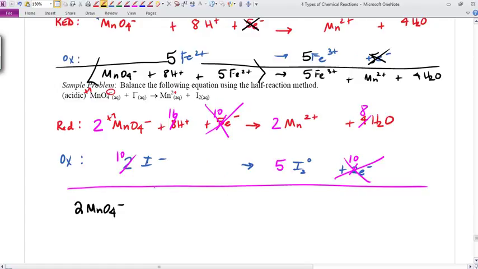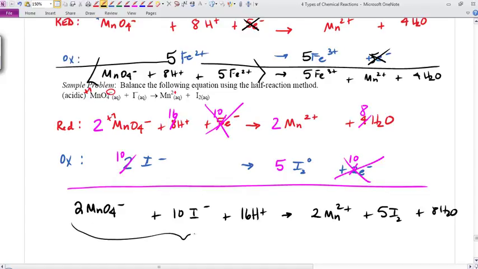2MnO4 minus plus the 10I minus plus 16 H pluses yields 2Mn2 plus 5I2 plus 8H2O. Did I get everything? I believe I did.